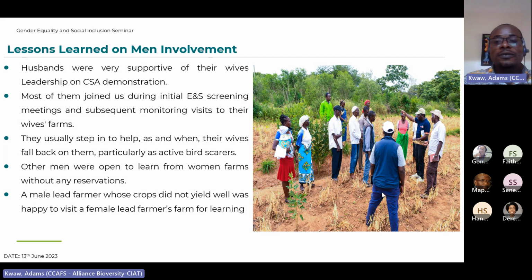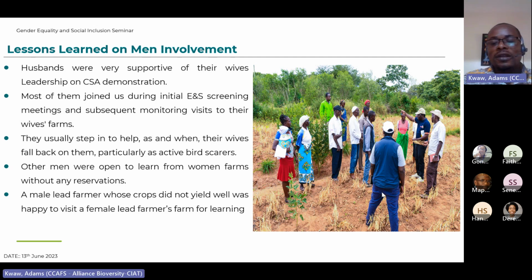And in most instances, when we went for monitoring, we encountered instances where the men were on the plot driving away baboons that had come to eat the sorghum the project has introduced. Other men who were not necessarily husbands of the women were also quite open to learn from the farming activities of the women. So it was not the case that because women were leading, they were unwilling to visit their demo site to learn.